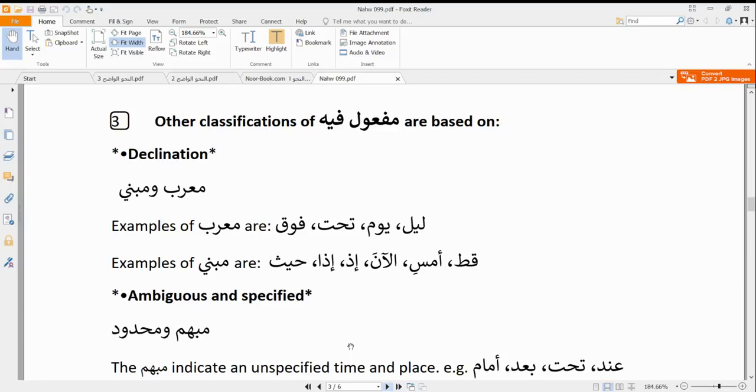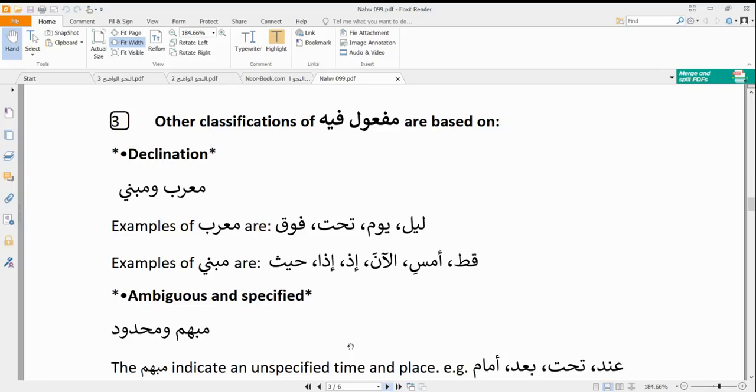And examples of mabniyy are the ones that don't change no matter where you put them in the sentence. Like qattu. Qattu means never or ever. No matter where you put it in the sentence, it's still going to remain mabniyy. It doesn't change. Amsi, which means yesterday, is also mabniyy. Or al-an or idh or idha or haythu, all of these are mabniyy and they don't change. So we can classify maf'ul fihi based on that.